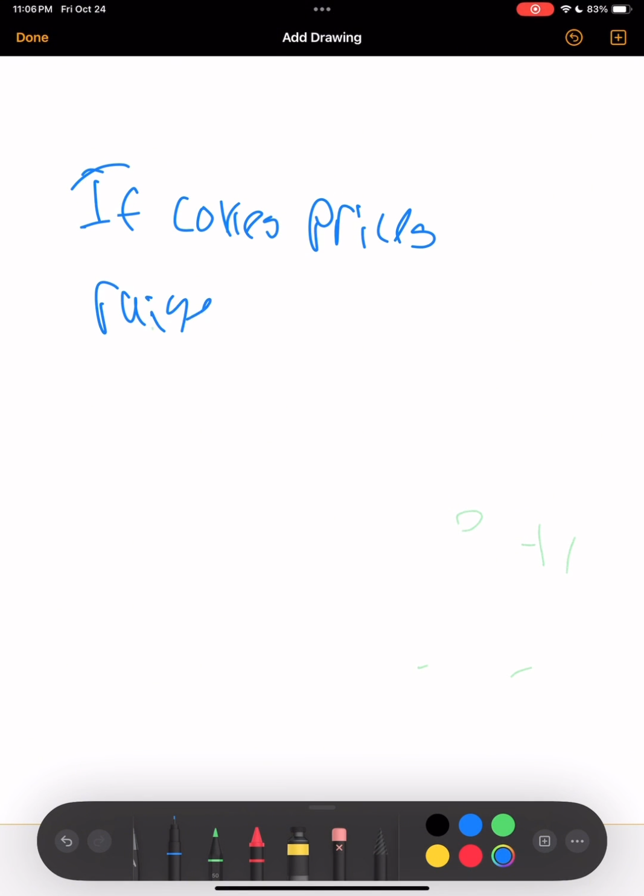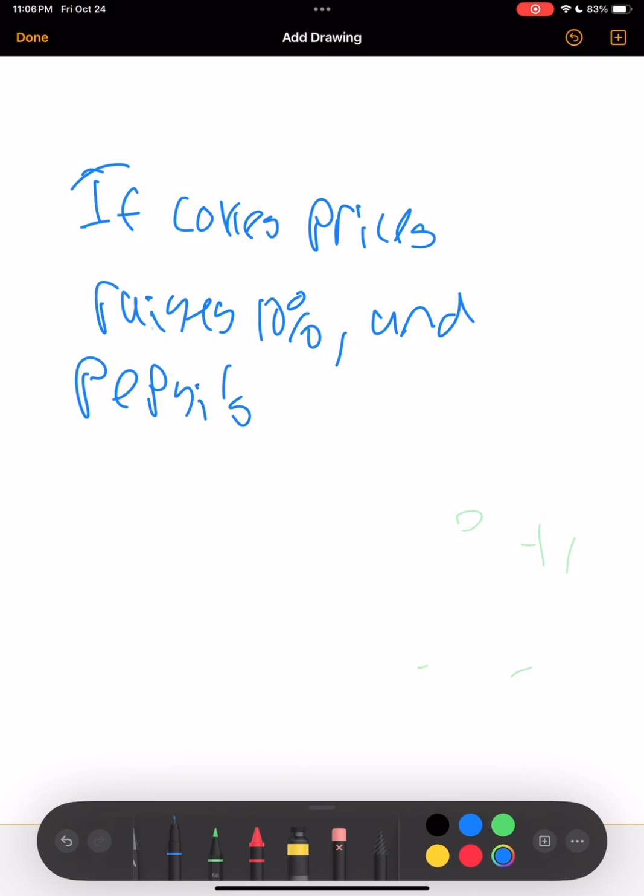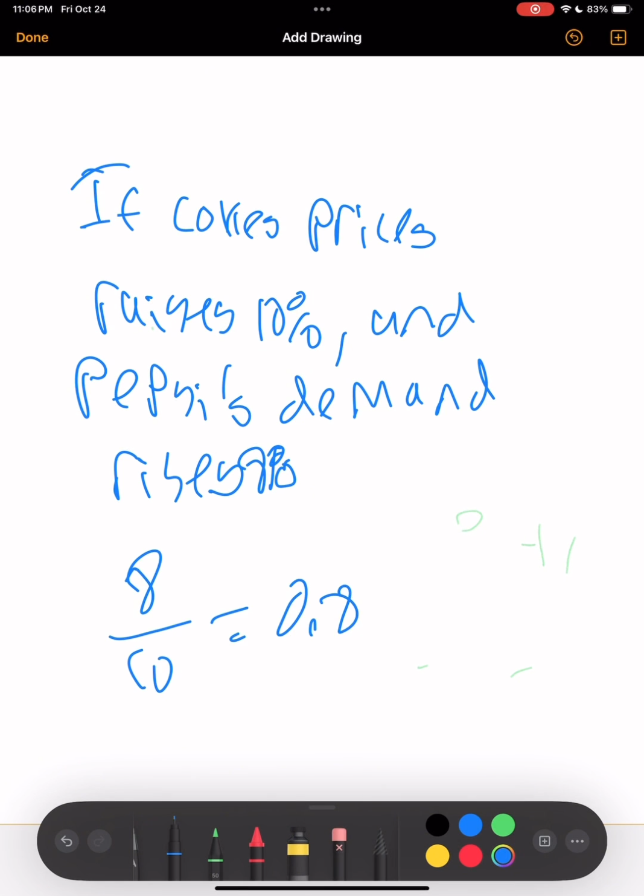Okay, now let's look at some real life examples. So let's say the price of Coke goes up by 10%, and Pepsi's demand goes up by 8% as well. We can find the elasticity of demand by dividing 8 by 10, which gives us 0.8, which also tells us that it is a substitute good.